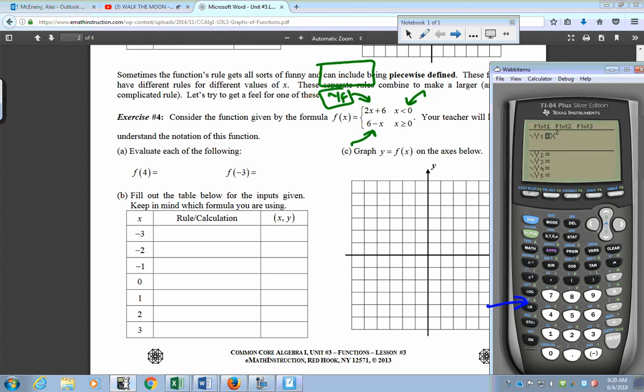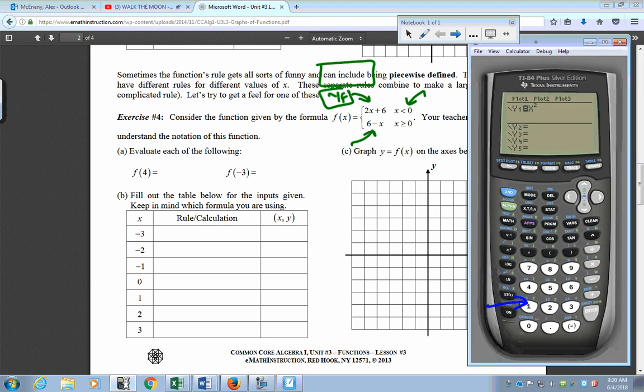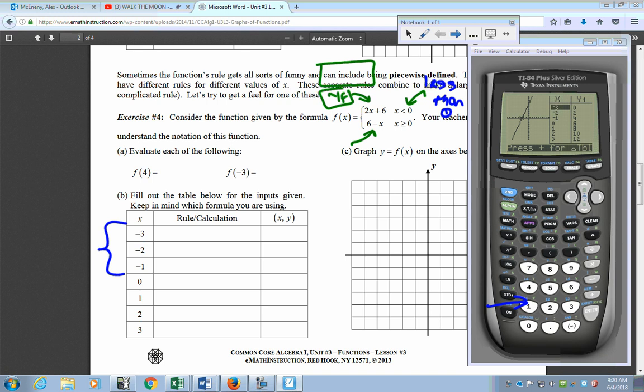So what I'm going to do right now is I'm going to type in just the top part, the 2x plus 6. And I'll hit second and graph. Now, I'm going to see a full graph, but I'm only going to do numbers that are less than 0. Because that's all it's asking for. So out of this table, the only numbers less than 0 would be -1, -2, and -3. So I'm only going to use those 3 points for this one.